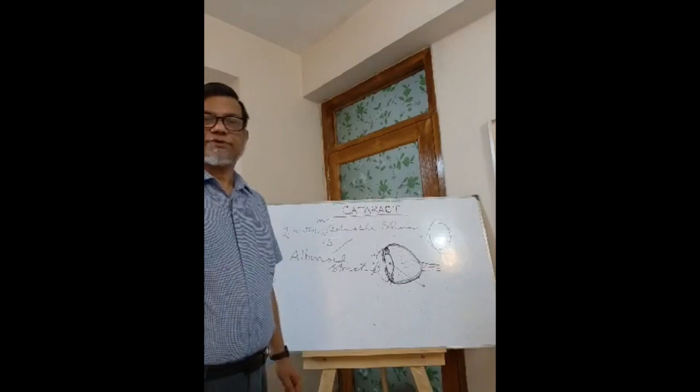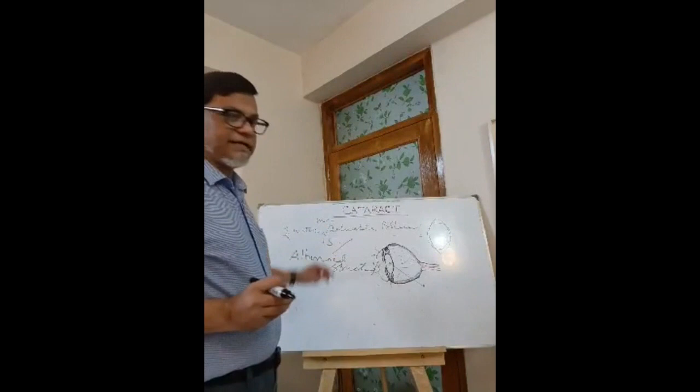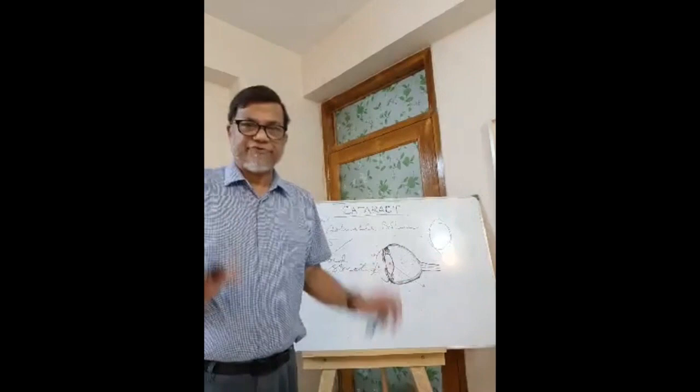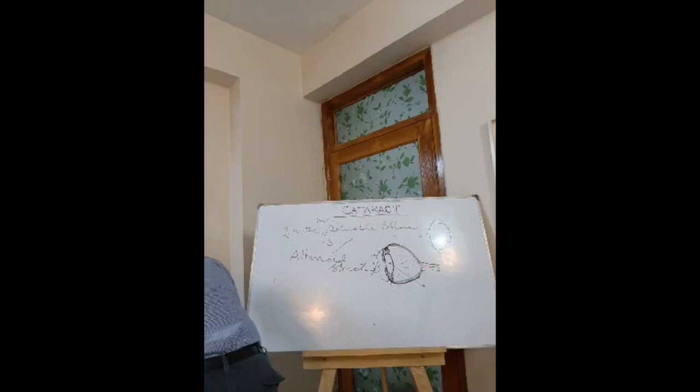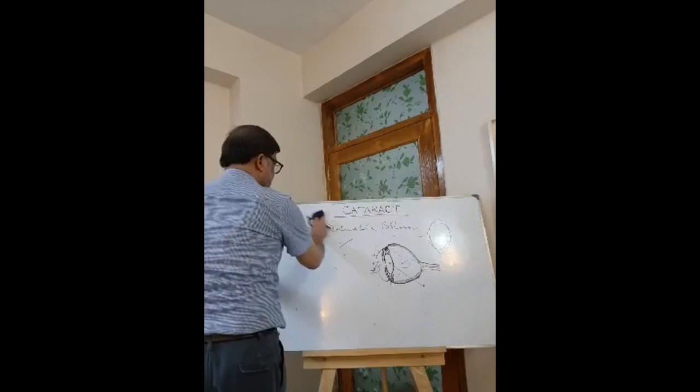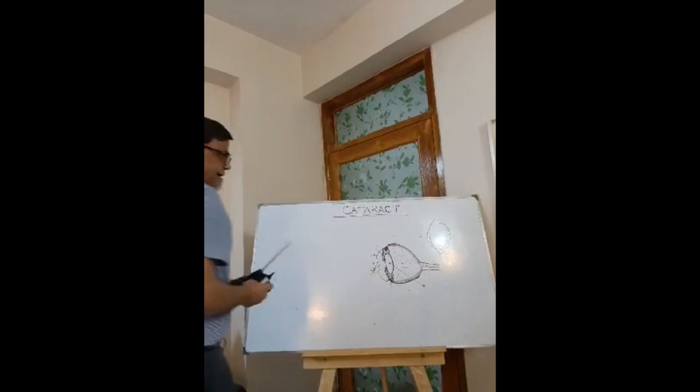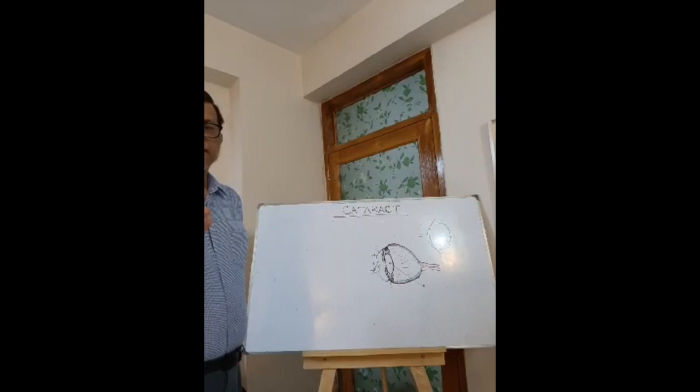Any opacity in the lens is known as cataract. That definitely interferes with the vision. Between the soluble and insoluble protein, there is definitely a balance. Due to this balance, we see the lens is clear, crystal clear.